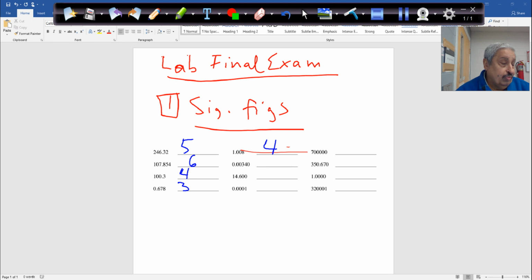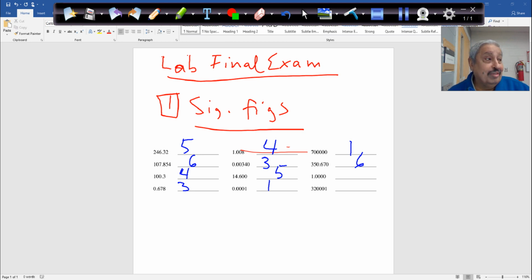The zeros are trapped between 1 and 8. Whole number, they are significant. How about the following one? 3. The last 0 is satisfying both conditions happening at the same time: the presence of the decimal, as well as they come after whole numbers, number 4. So how about the next one? Correct. How about this one here? 1, correct. How about here? 1, no decimal, correct. How about here? 6, okay.